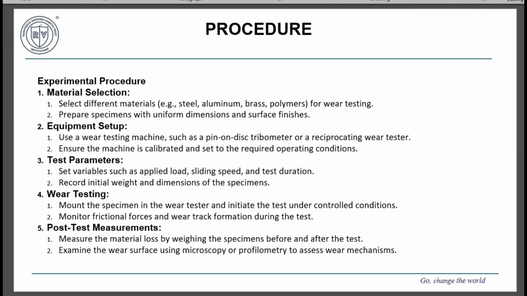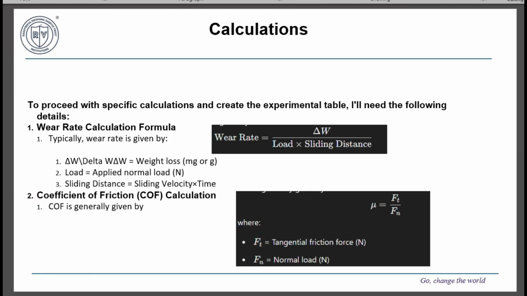After the test, measure the material loss by weighing the specimens before and after the test. Examine the wear surface using microscopy or profilometry to assess wear mechanisms. Now let's get down to calculations. Here we are calculating wear rate using this formula, which is weight loss divided by load into sliding distance, and coefficient of friction, which is obtained by tangential friction force divided by normal load.